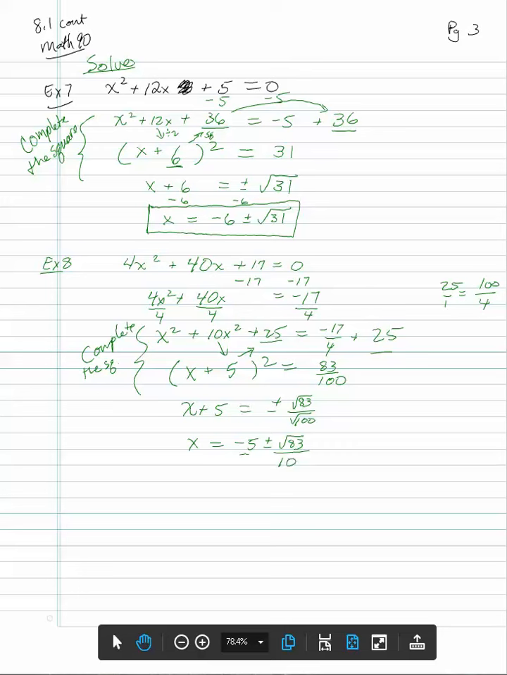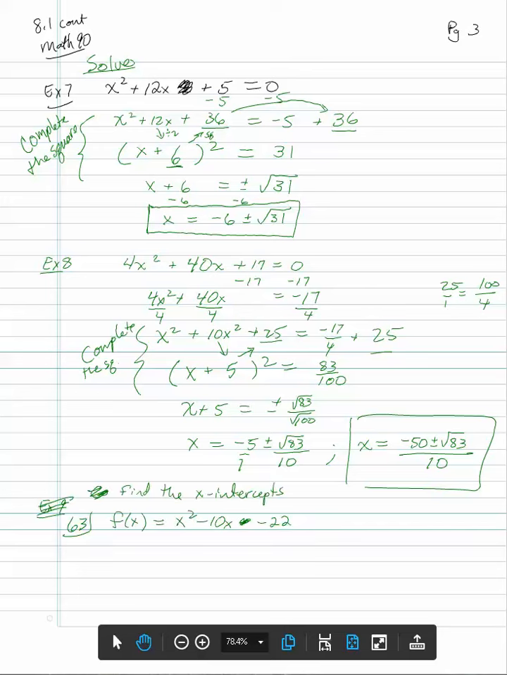Now, it's up to you. You can make this one fraction or you can leave it like that, which is fine with me. But if you make it one fraction, that would be negative 50 plus or minus square root of 83 over 10. So either way, that way or the way I have it first.